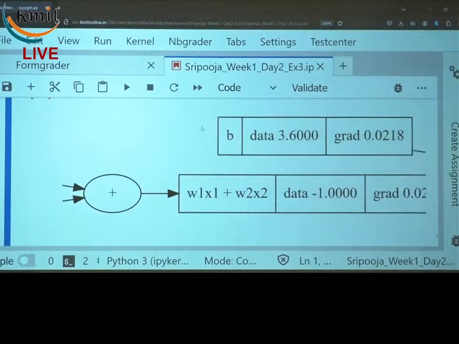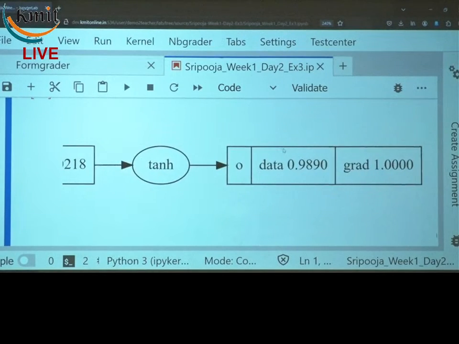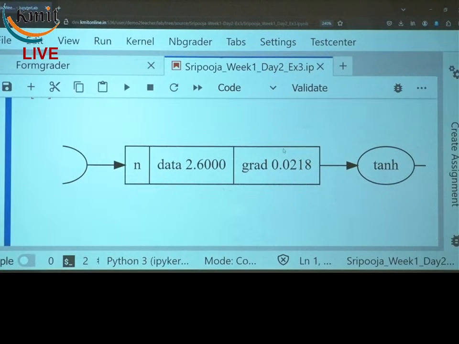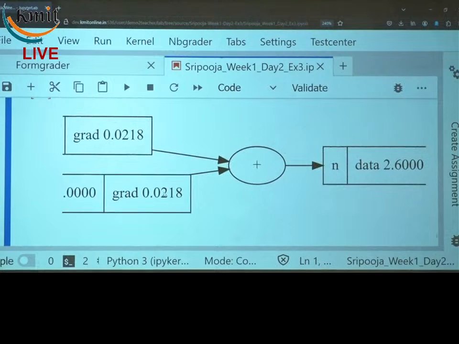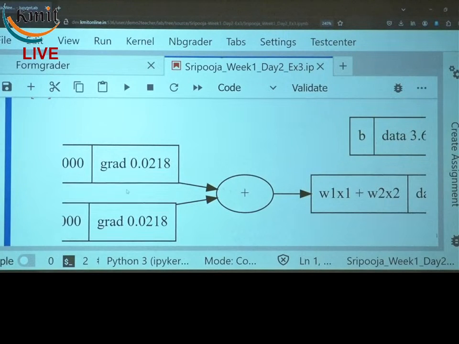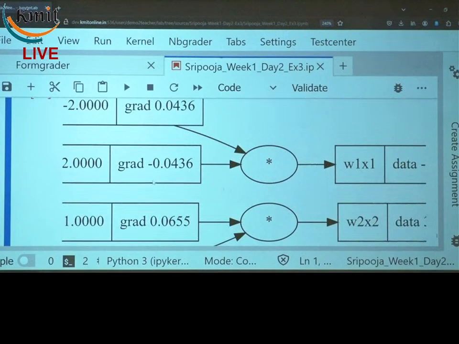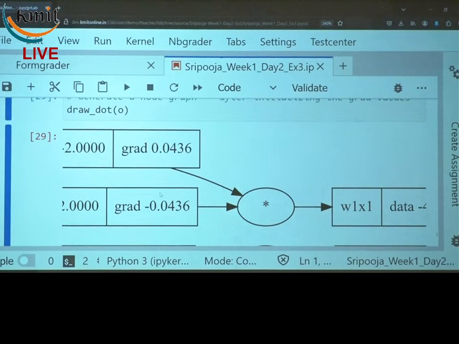And finally, you should be able to see this graph where all the gradients are set correctly. You start with 1, set this derivative of n, which is 0.0218. The same values flow back because of the plus operator. Again, the same values flow back because of a plus operator again. But here, eventually, this gradient gets multiplied with the data here and gets initialized here. So multiplication will be slightly tricky. If you look at the graph, you will understand it.